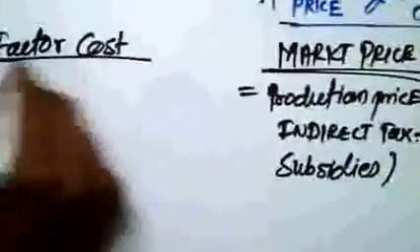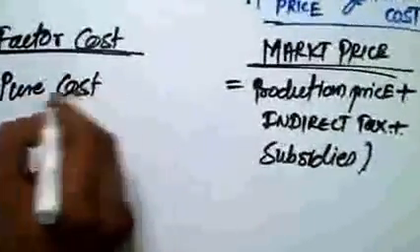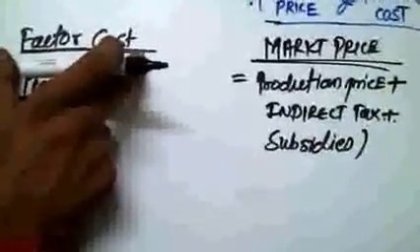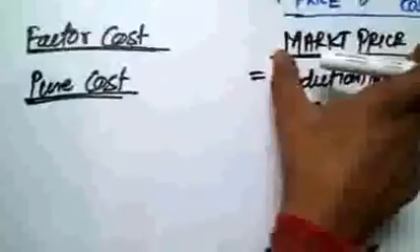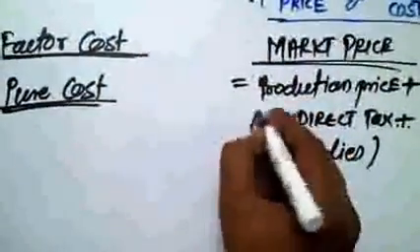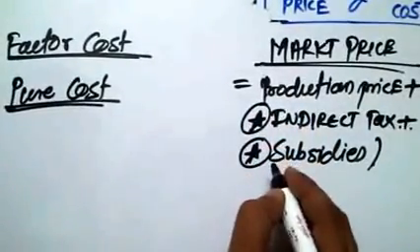Now what is factor cost? Factor cost is the pure cost. So simply, factor cost is the cost which is not a market price. That means the cost which does not include indirect taxes and subsidies, if there are any provided.